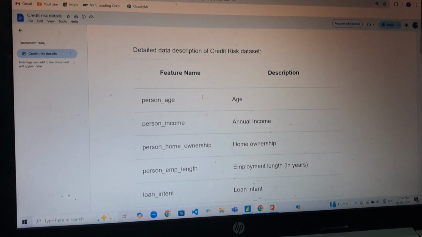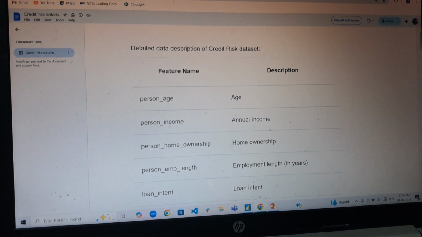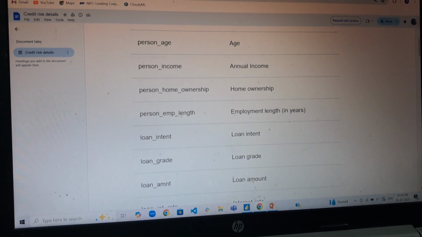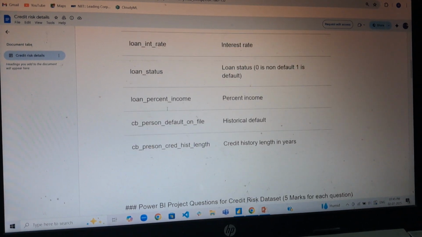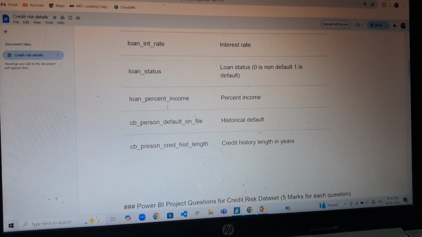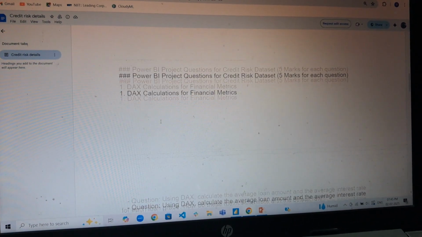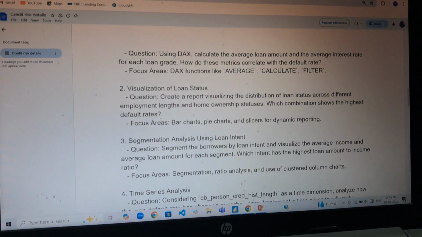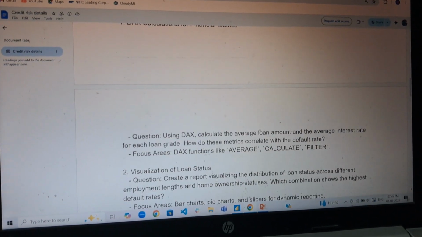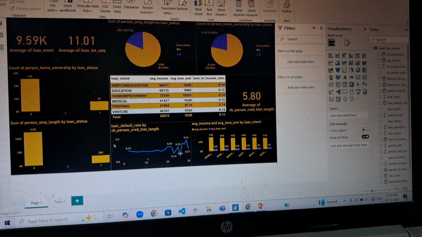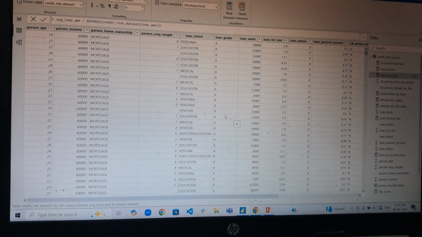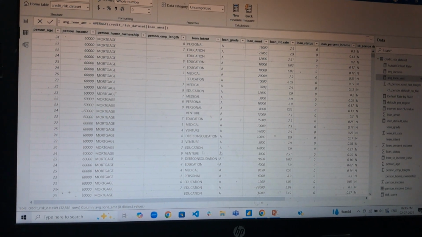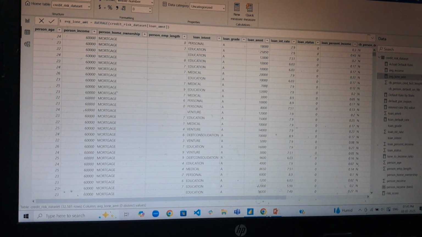Now I would like to explain the credit risk details. Here are some columns given in the data set. Using these columns, we are going to solve all the problems given in the project. This is the data set we got in our project.